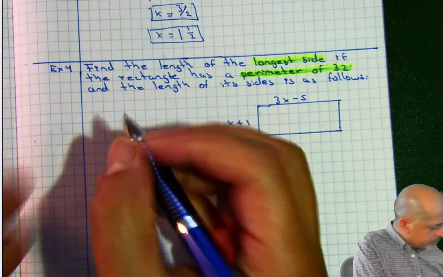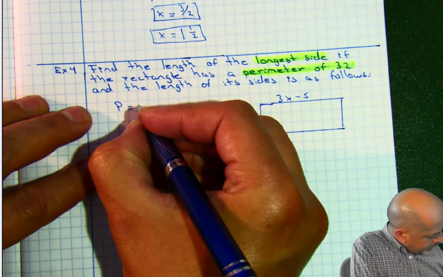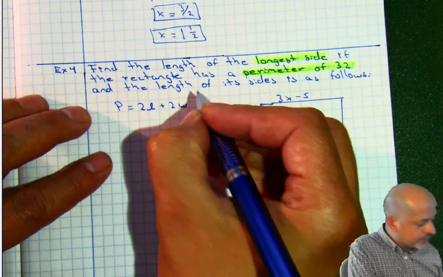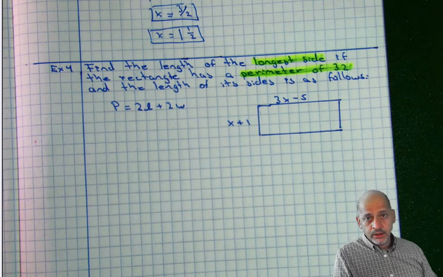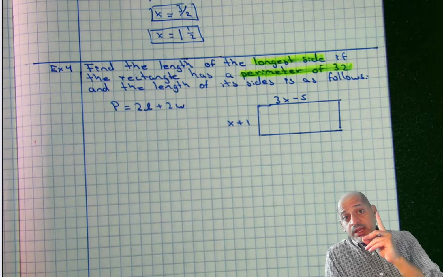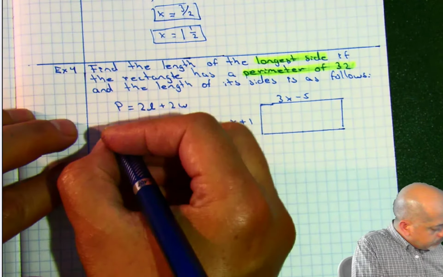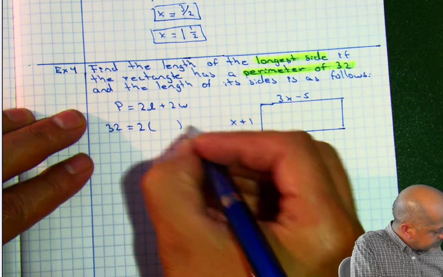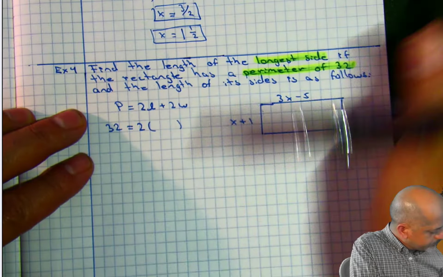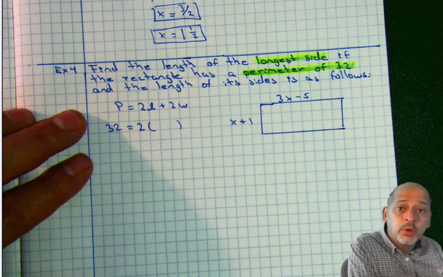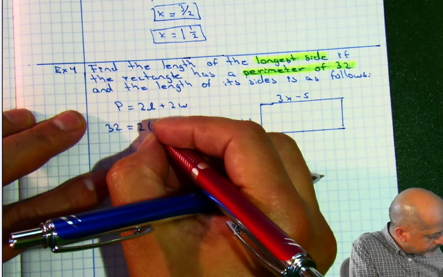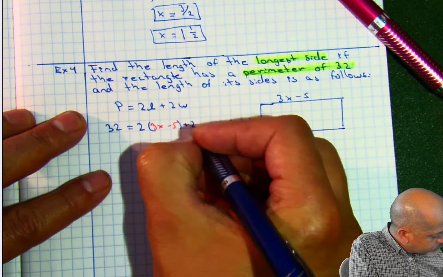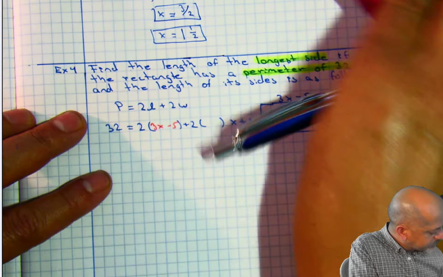Correct. The perimeter is 2 times the length plus 2 times the width. But the perimeter tells me that that's 32. So I'm going to replace the P with a 32. 2 times the length. And in this case, the length is 3x minus 5. So I'm just doing a quick substitution, correct? Plus 2 times the width, which is x plus 1.